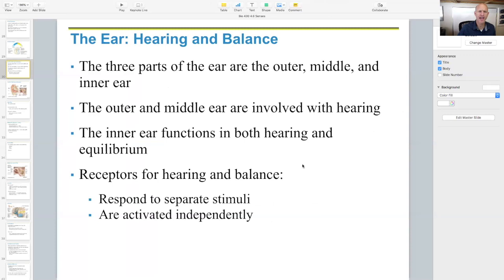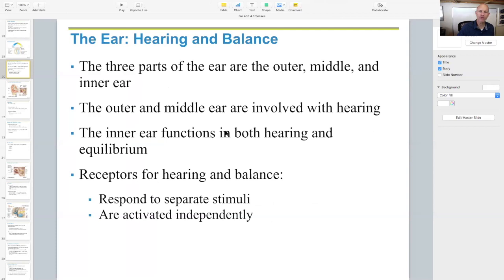So let's get into the ear. The ear, a lot of people think about hearing, but the ear has two different aspects. If you think of the nerve that controls the ear, we call it the vestibulocochlear nerve, right? A cochlear implant helps with sound. Vestibule means movement, right? And that's when we're dealing with equilibrium. So we're dealing with hearing and balance.